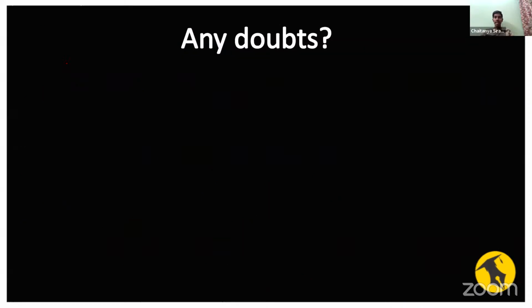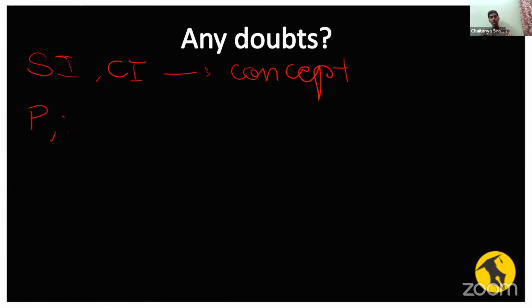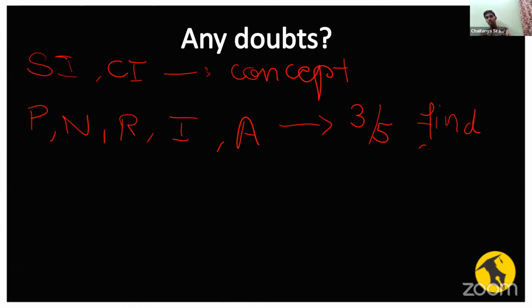So let me quickly wrap up the class today, or today's session. We first saw some formulas of compound interest and simple interest. We got the concept as well. Then we saw if P, N, R, interest, it can be simple interest or compound interest, and amount. If any three out of these five is given, you can find the others too. These were one set of questions.